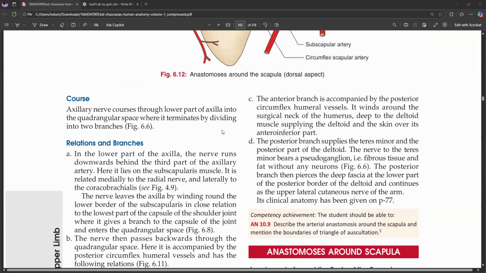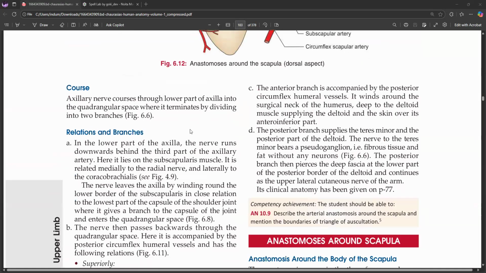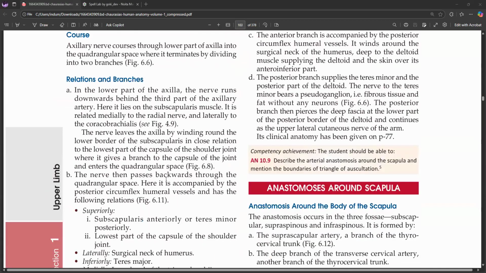Course. The axillary nerve courses through the lower part of the axilla into the quadrangular space, where it terminates by dividing into two branches. Figure 6.6. Relations and branches. In the lower part of the axilla, the nerve runs downwards behind the third part of the axillary artery. Here, it lies on the subscapularis muscle. It is related medially to the radial nerve and laterally to the coracobrachialis.